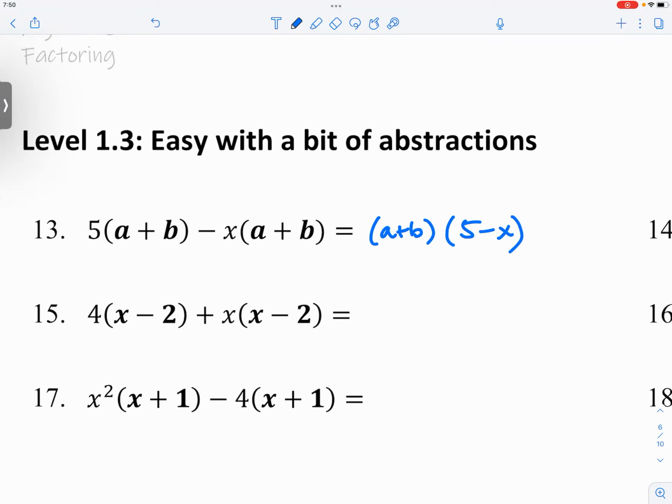Now, how many of you don't feel comfortable with this? Okay, what makes you not comfortable? Everything, right? Yeah, I felt the same way when I was learning this. I was like, wait, hold on. Stop. Now, what I'm seeing is that the left-hand side has two of the a plus b. And how come on the right-hand side you only write it once? That makes no sense at all.